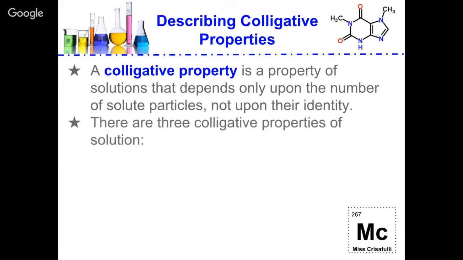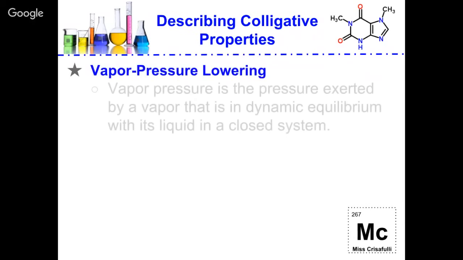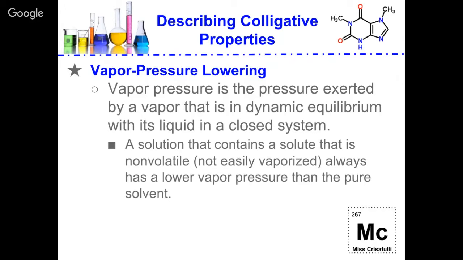There are three colligative properties of solutions: vapor pressure lowering, freezing point depression, and boiling point elevation. Let's start off by talking about vapor pressure lowering. Vapor pressure is the pressure exerted by a vapor that is in dynamic equilibrium with its liquid in a closed system. Remember, this means that the liquid is going to the vapor phase, and the vapor phase is going back into the liquid phase at the same rate. A solution that contains a non-volatile solute, meaning not easily vaporized, always has a lower vapor pressure than the pure solvent.